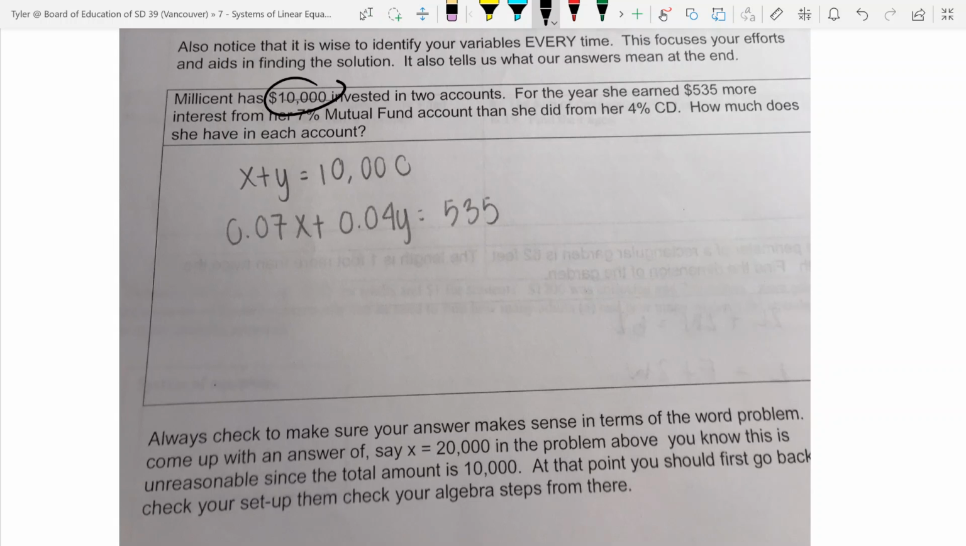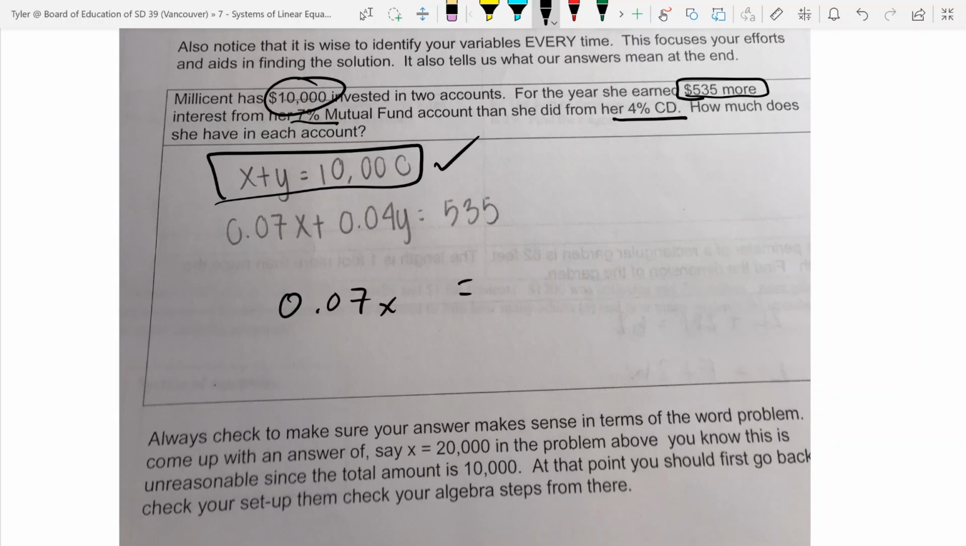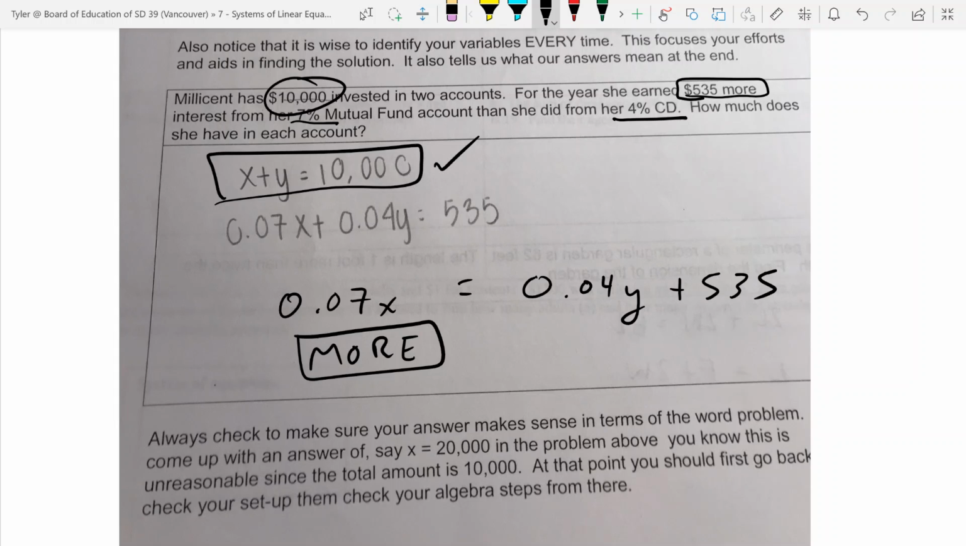All right, here's $10,000. So again, X plus Y is 10,000. That one makes sense, that's the total amount to invest. This one's tricky because it's saying she earned more in one. She earned $535 more from the 7% than she did from the 4%. So let's write 0.07X and 0.04Y. We're comparing the two sides. This 7% earned more, which means that to make it balanced, I'll have to add the 535 to this side to make it the same. Alternatively, you could have subtracted 535 from this side and that would be okay.